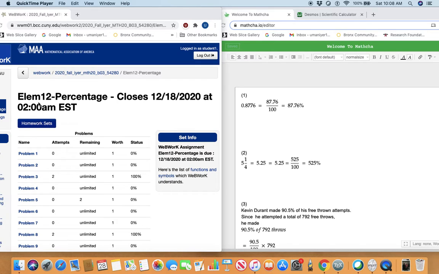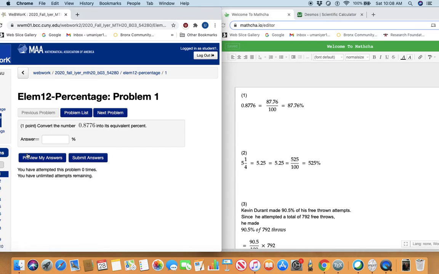Now we start on elementary 12 problem 1. Convert the number 0.8776 into its equivalent percent.